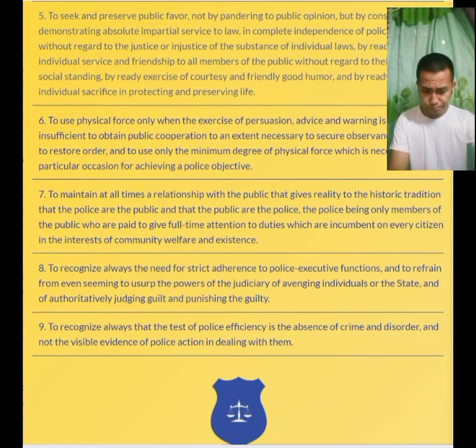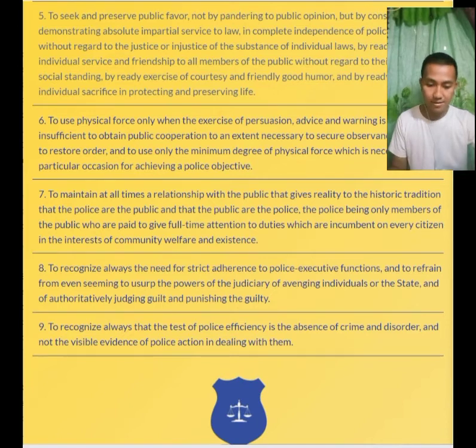Here in number 7, it says that even if we become law enforcers, we are still considered a part of the nation as simple citizens, and we must not treat others as inferior to us. We just enforce the law because we are given the power to enforce it, and we must not abuse this power that has been given to us.